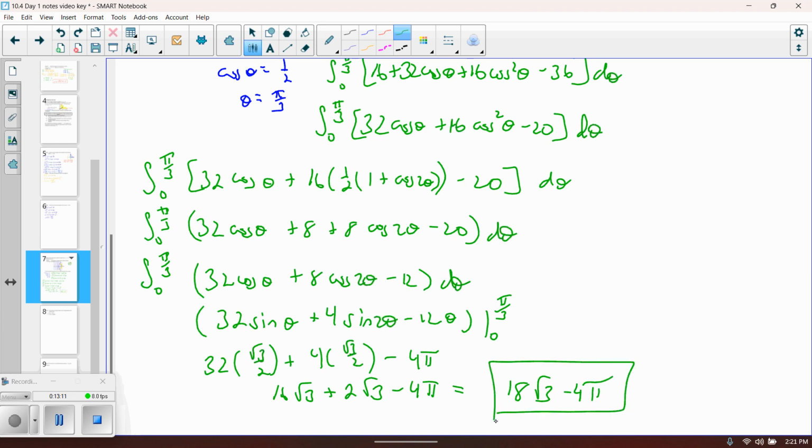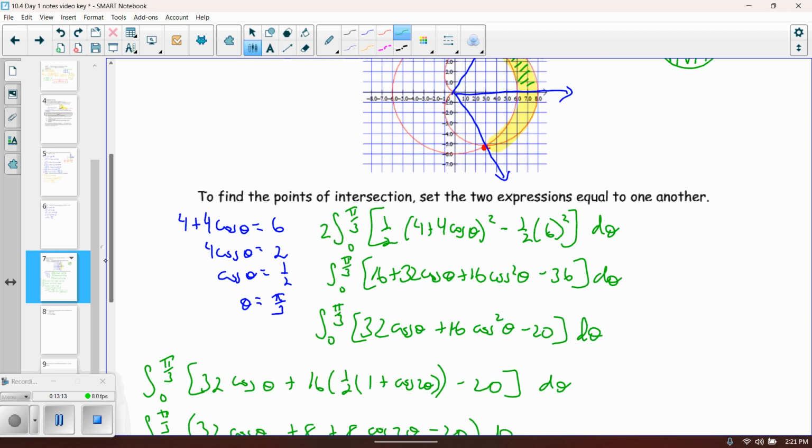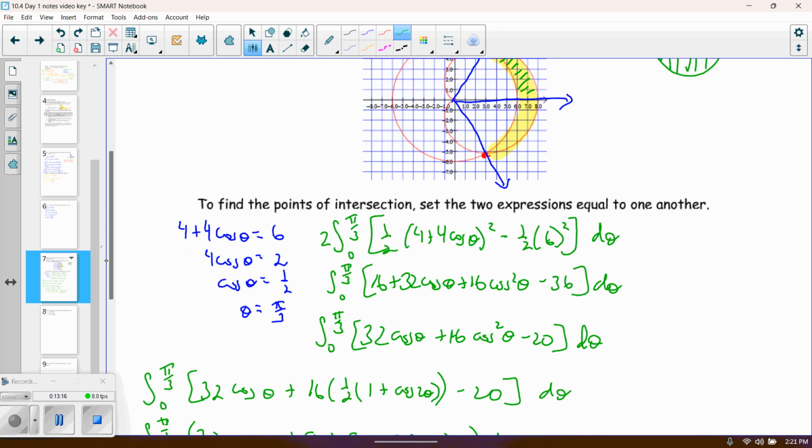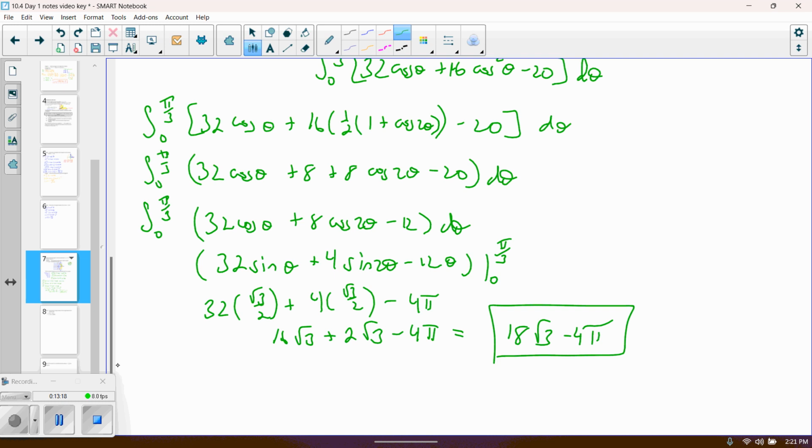Okay, and that right there gives us the area in between the two curves right there. So basically that crescent moon area. Again, not short problems, but doable.